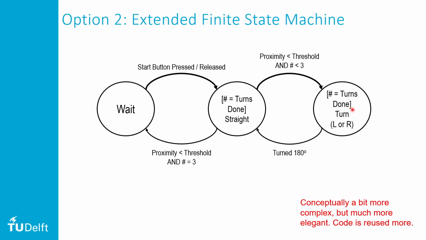Now we enter the turn state, and we'll see in the flowchart in a second how we do this, but we turn either left or right, depending on the number of turns that we've done. Then we increase our turn counter by 1. The only way out of this state is when we've turned 180 degrees, one way or the other, so then we go back to the straight state. Cool, then we drive straight.